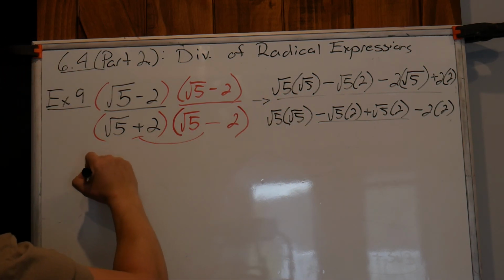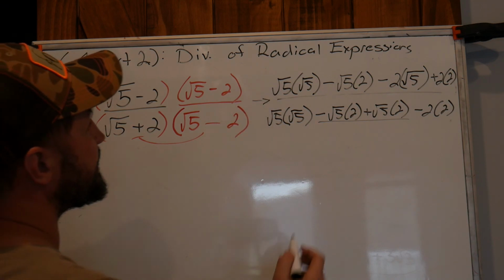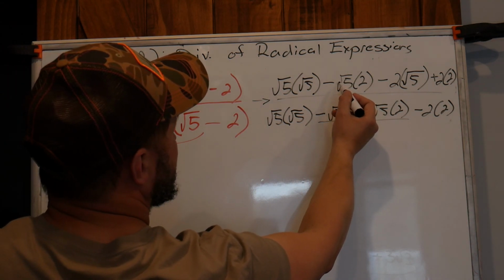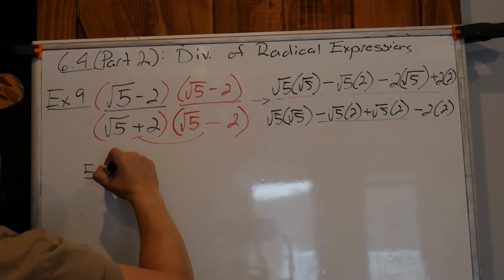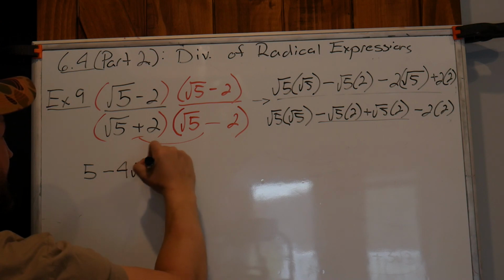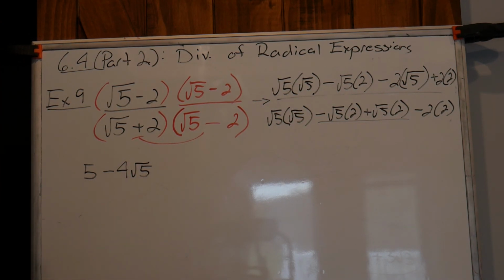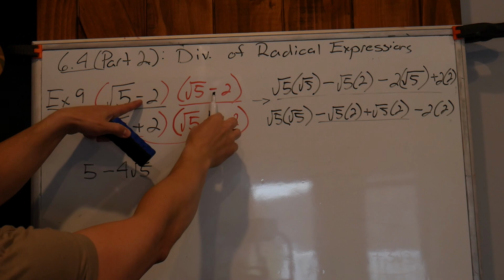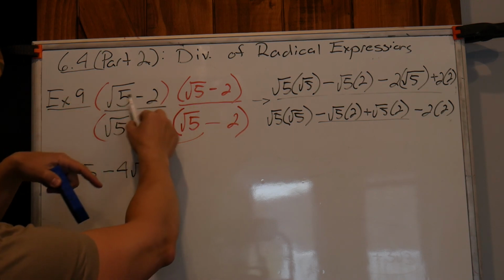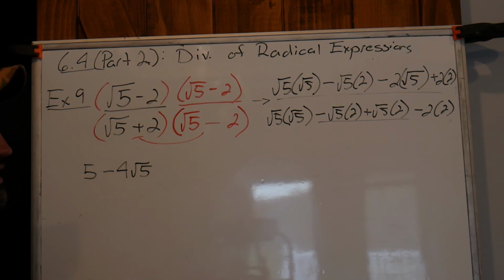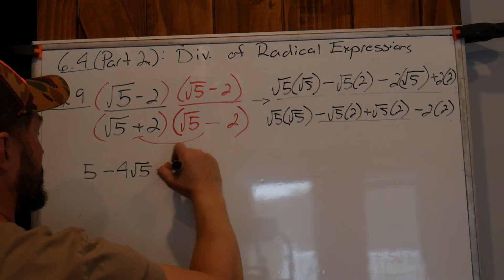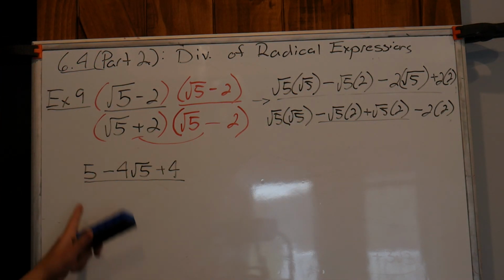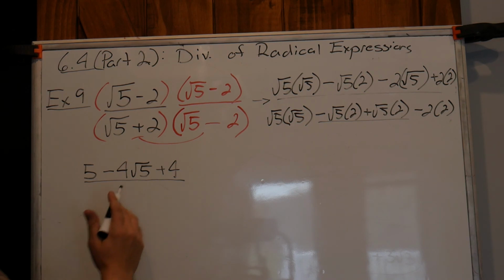Square root of 5 times square root of 5 is 5. I have minus 2 square root of 5 minus 2 square root of 5, minus 4 square root of 5. Remember, 2xy. This is the same. This is negative and a negative, so it's x minus y times x minus y. So I have 2xy. And then I'm going to end up with a plus 4. There's my top. I know I can combine like terms, but I'm going to go step by step.